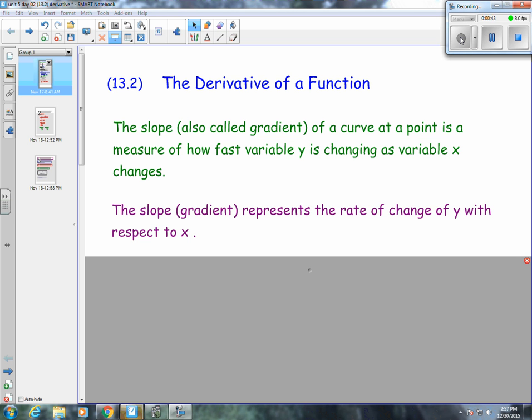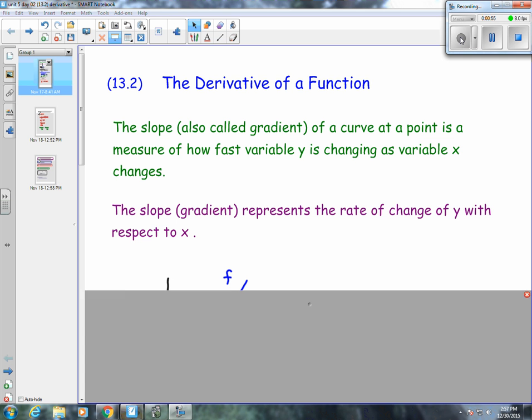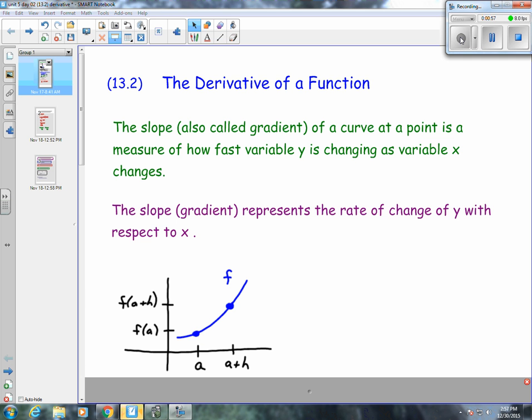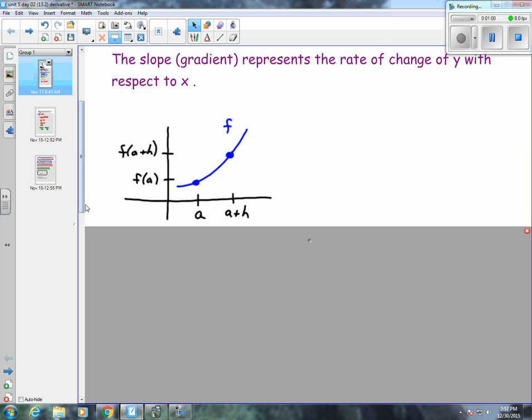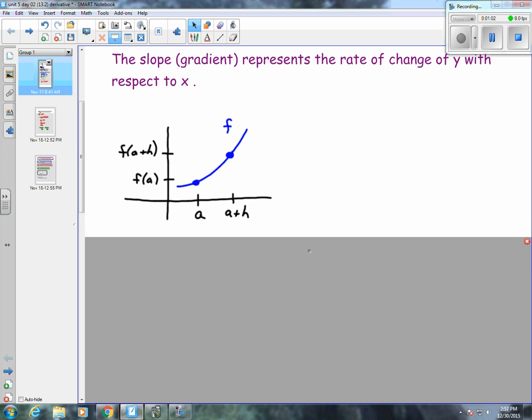The slope, the gradient, represents the rate of change of y with respect to x, or the rate of change of the dependent variable with respect to the independent variable. So let's look at a picture of a very simple, nice, friendly function f. And we have 2 points on this function f. We have a point at x equal a, which has an output value of f of a, and then another point at x equal a plus h, which has an output of f of a plus h.